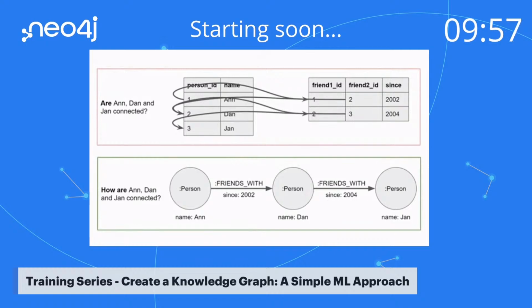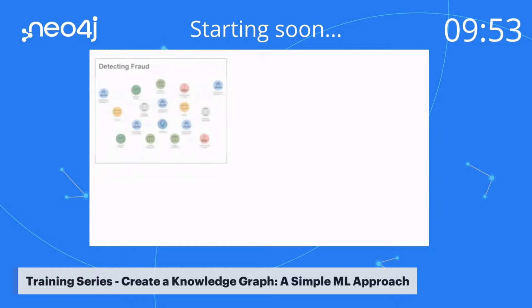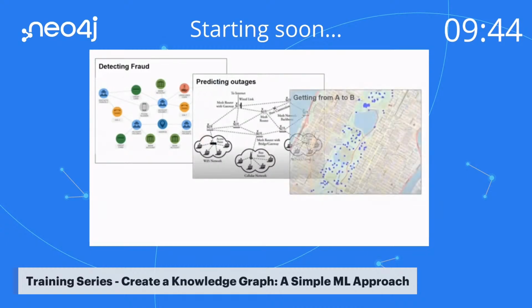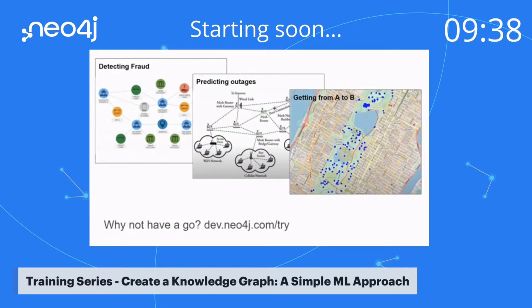So what does this mean? It means that if you've got highly connected data questions, such as detecting frauds in a banking system, predicting network outages, or just finding the fastest route from A to B, a graph database answers those questions quickly, efficiently, and easily.